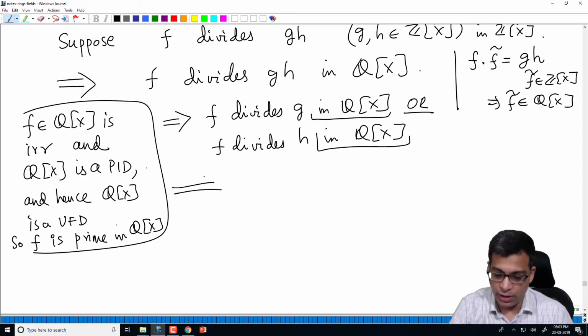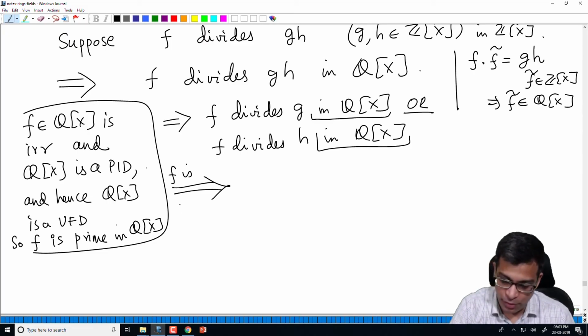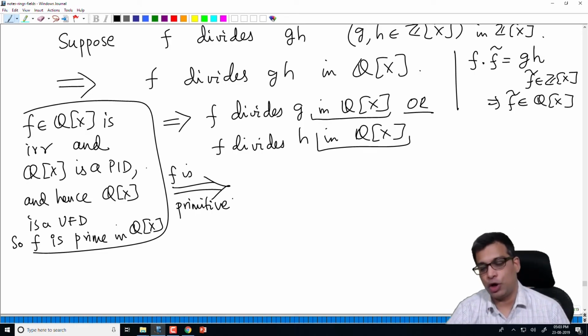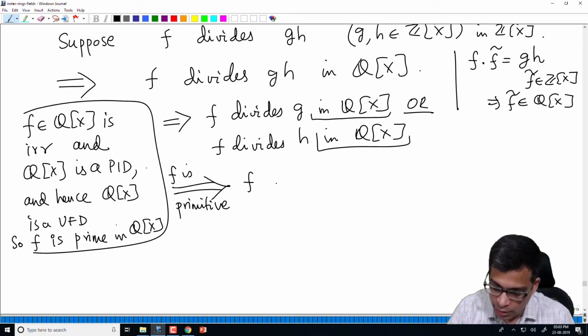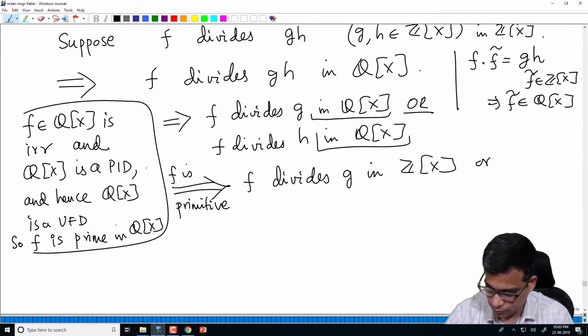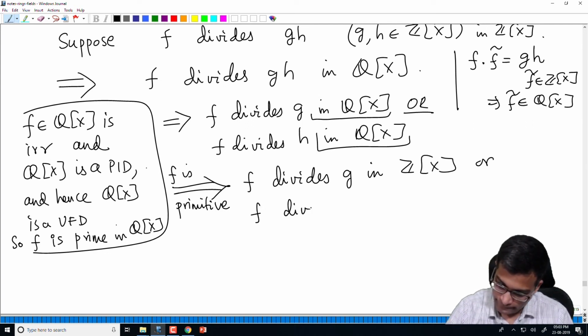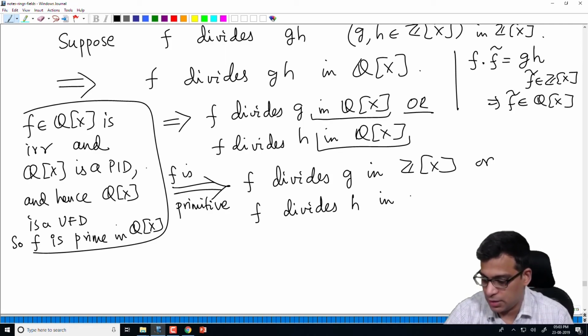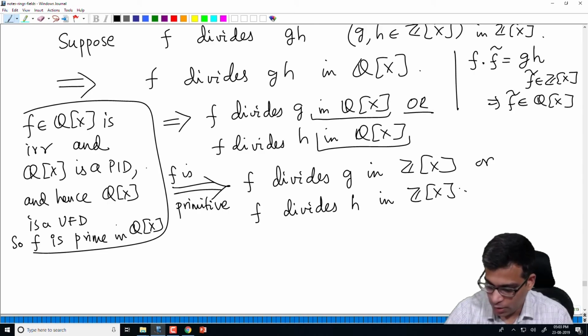Now we are going to use the primitiveness. f is primitive. If a primitive integer polynomial divides another polynomial in Qx, it also divides it in Zx. So f divides g in Zx or f divides h in Zx, and hence f is prime in Zx.